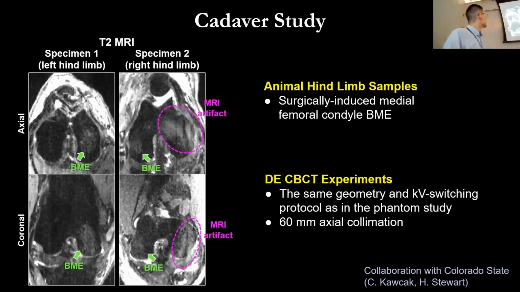You can see this is the medial condyle for the left knee, and this is the medial condyle for the right knee, and both have a little bit of diffused edema signal. This is because animals and humans are different. For humans we normally see more condensed edema signals, but for animals it's relatively diffused, so this is actually a more challenging case than imaging a human. Then we use the same test bench setup, like the photo I showed you earlier, to scan both of these legs with the same protocols, and we use a 60 millimeter axial collimation.